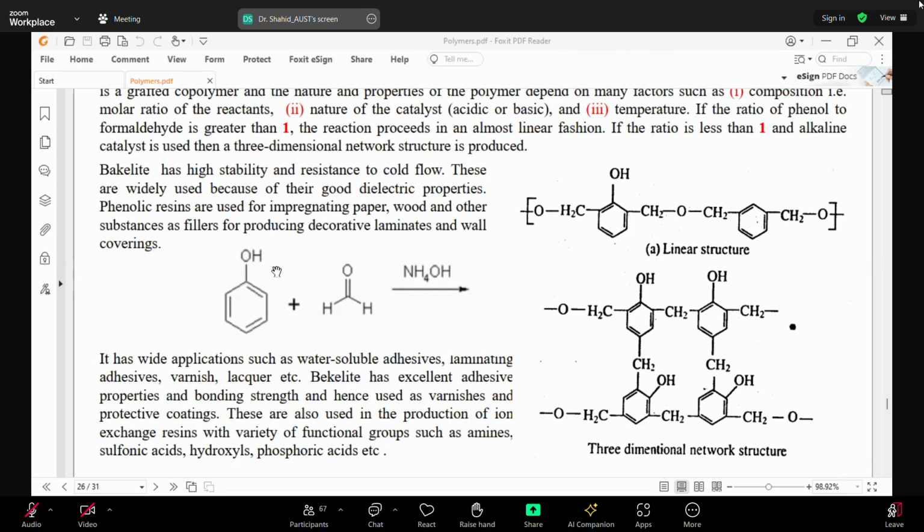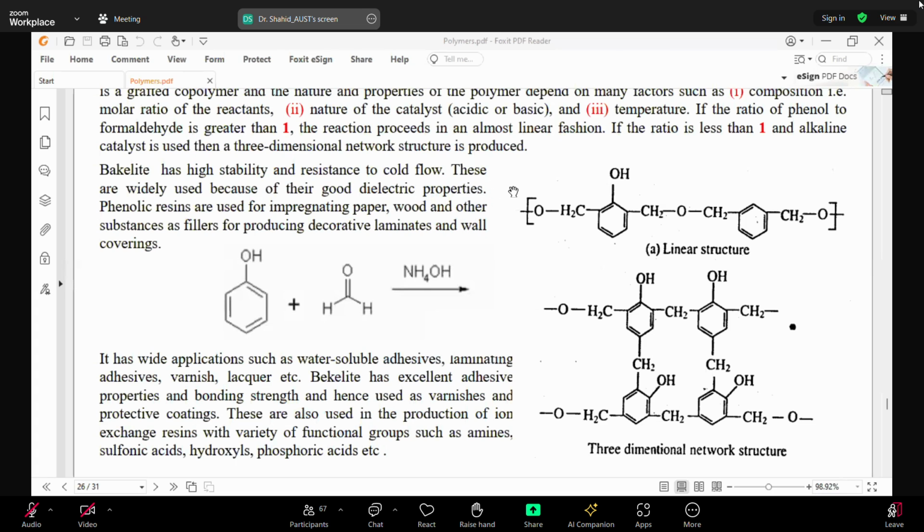If the ratio of phenol to formaldehyde is greater than 1, then a linear structure will be formed. And if the ratio is less than 1, then an alkaline catalyst is also used, and the 3-dimensional network structure is produced. These are the 2 examples. Okay. Bakelite has high stability and resistance to cold flow. These are widely used because of their good dielectric properties. Phenolic resins are used for impregnating paper, wood, and other substances as a filler for producing decorative laminates and wall covering.